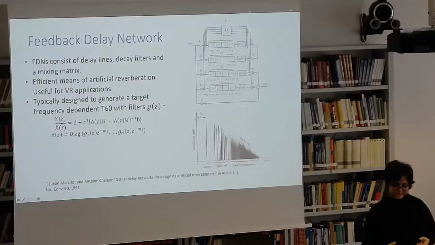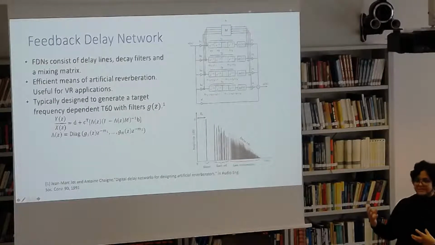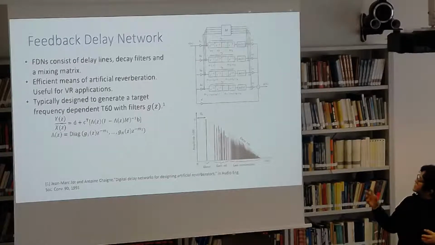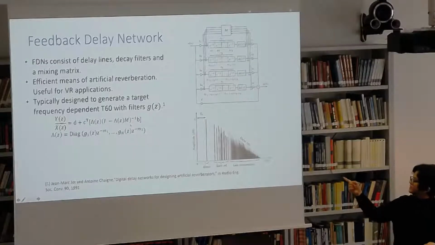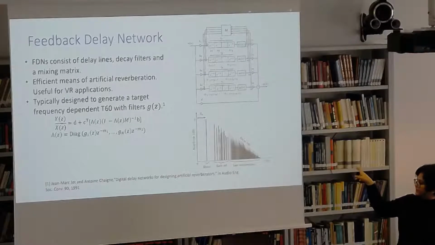And this feedback matrix determines how strongly coupled these delay lines are. So if this is an identity matrix, then the delay lines are completely decoupled. But if it's not an identity matrix, then you can determine how strongly coupled the delay lines are by controlling this matrix. I show the transfer function of the FDN, and the only interesting bit here is this identity minus lambda of Z. So that is what is known as the characteristic polynomial, and this determines the system poles or the modes of the FDN.